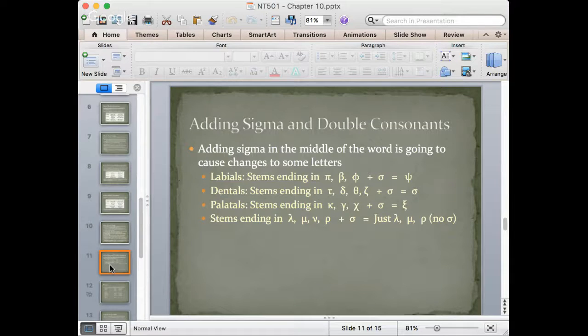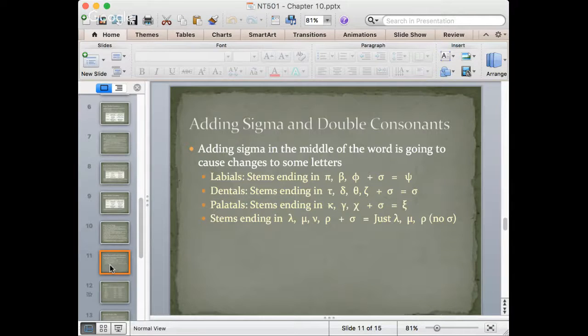This is why with baptizo, do you remember that the zeta dropped out and we only had a sigma sitting there? It's because the stem ended with zeta, and so the zeta dropped out and the sigma stayed. The palatals are stems ending in kappa, gamma, or chi, but when the sigma impacts them, you get a xi. And finally, with stems ending in lambda, mu, nu, or rho, when a sigma impacts them, the sigma disappears.